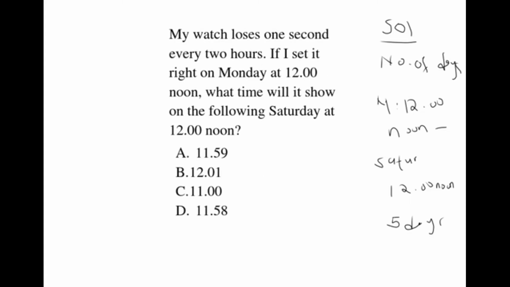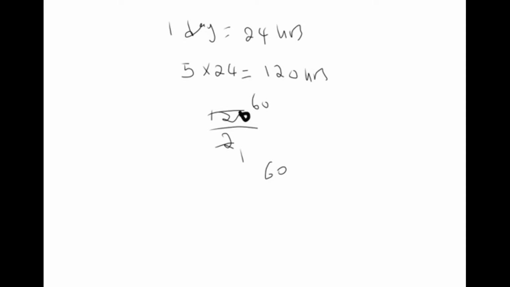We are told that it loses 1 second every 2 hours. Therefore, when you divide by 2, you get 60. Now, 60 multiplied by 1 to know the number of seconds which it will lose. 60 times 1, we get 60 seconds. So the watch now will lose 60 seconds.